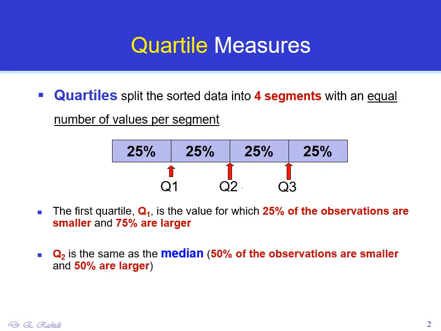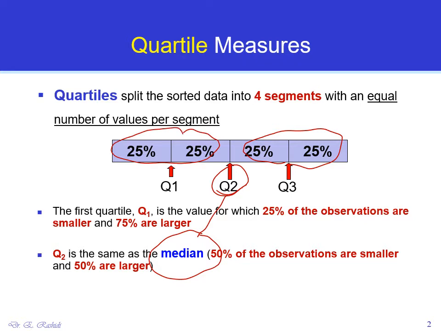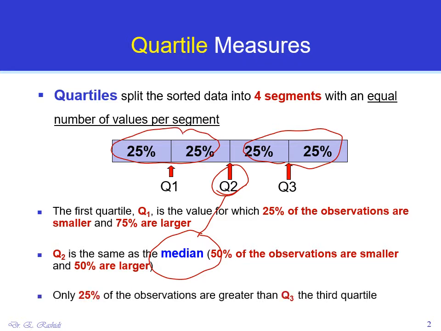We actually call the second quartile the median, if you remember. So median is the middle number where 50% of your data, half of your data, is greater than the median, and half of your data is less than the median, right? So the second quartile actually is the median in your data.